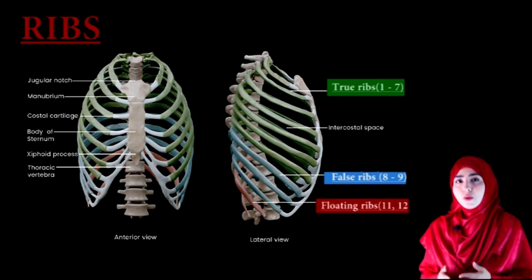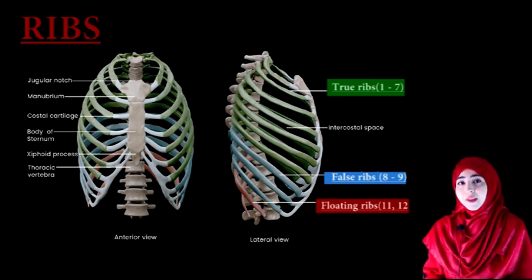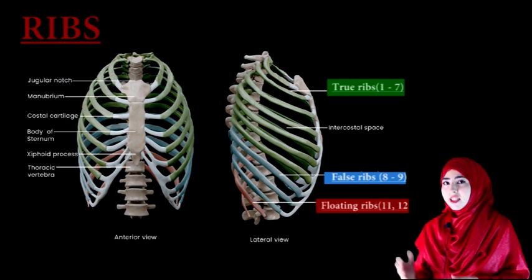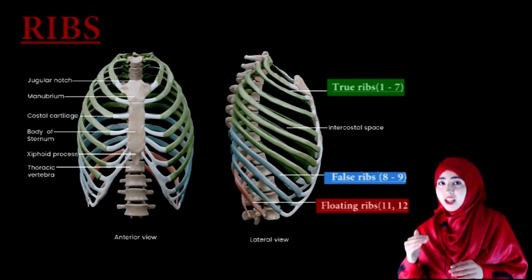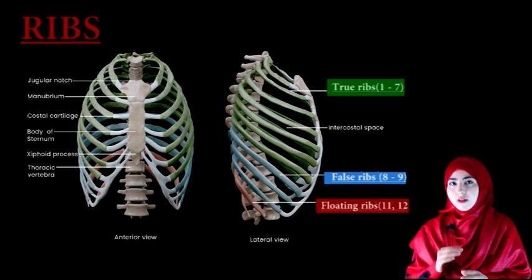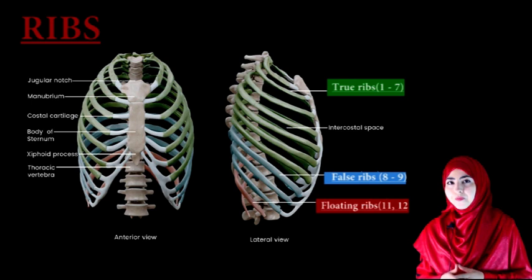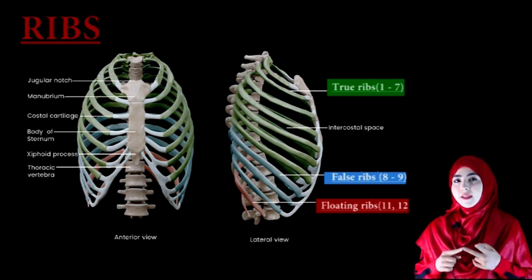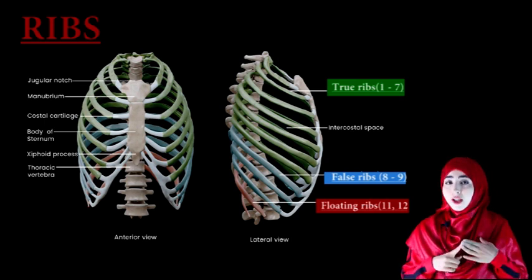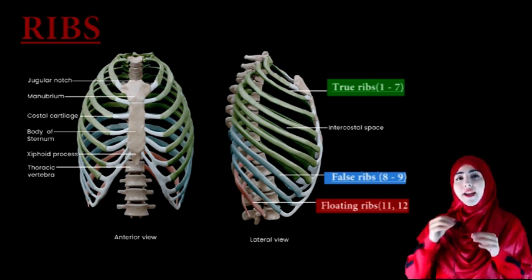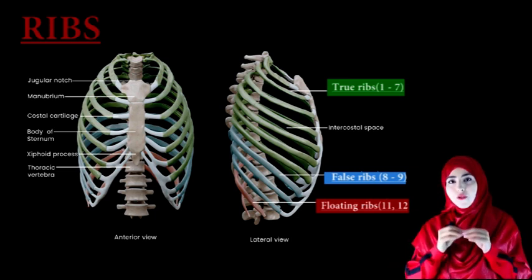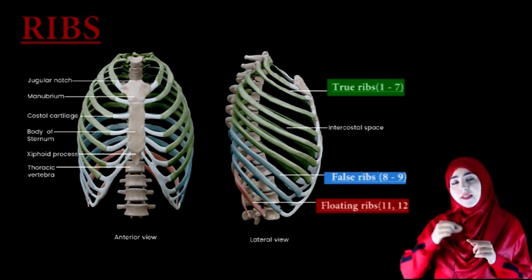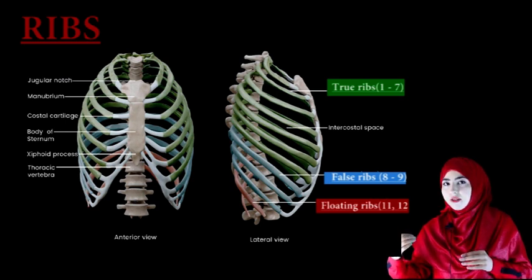The true ribs are also known as the vertebro-sternal ribs, which include the first to the seventh ribs. So why do we call them true ribs? Because they attach to the sternum directly with their own costal cartilage. Second, we have the false ribs, also known as vertebrochondral ribs, which include the 8th, 9th and 10th ribs. Why are they called false? Because they are indirectly attached to the sternum. First, their costal cartilages are attached to the rib above, which means the seventh rib, and then they are indirectly attached to the sternum.